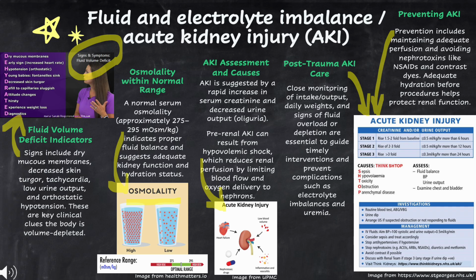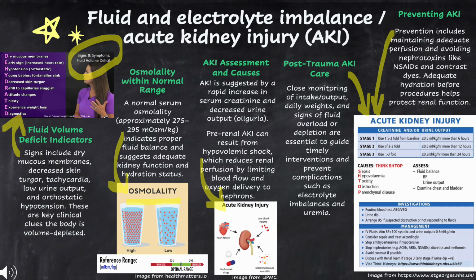To prevent prerenal AKI, serum osmolality is a useful lab indicator of a patient's hydration status and solute concentration. A normal serum osmolality is approximately 275 to 295 milliosmoles per kilogram, which reflects a proper balance of fluid and solutes in the blood. If osmolality is above this range, the blood is more concentrated, which could mean dehydration. If it's below, the blood is more diluted, which could mean overhydration.